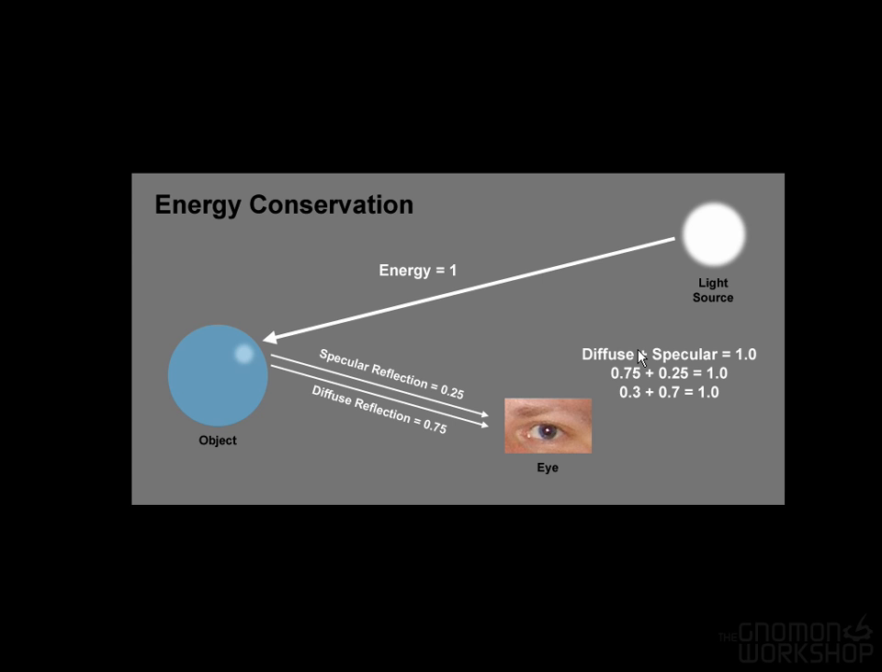So this creates a pretty simple formula, which is that the diffuse reflection plus the specular reflection has to equal 1, or whatever value of energy hit the object in the first place. So if you have a big diffuse, like say a value of 0.75, then your specular has to be 0.25. Or if you have a small diffuse, like 0.3, then the specular has to be 0.7 to keep this equation the same. So the idea is that the more diffuse an object is, the less specular it is, or the less diffuse an object is, the more specular it is, in order to conserve energy.